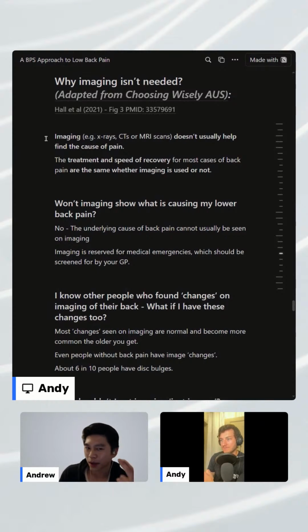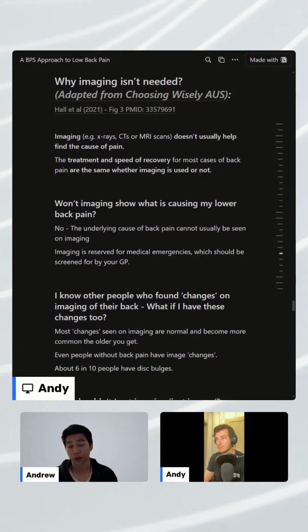X-rays, CTs, and MRIs, it's hard for people to tell you if you're in pain or not from the imaging. And there's some research also showing that if you do get imaging and you've been shown all these big scary words like disc protrusion and everything like that, it could make you more scared and more fearful of your back, because it's like, I think my back's in even worse condition because of all this medical jargon on my report, right?